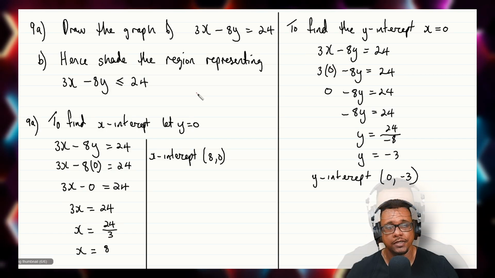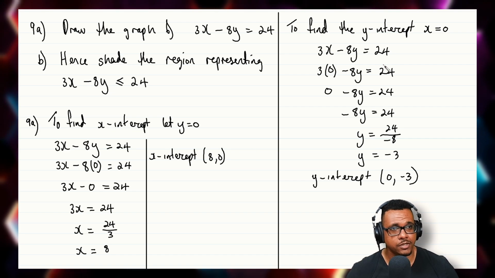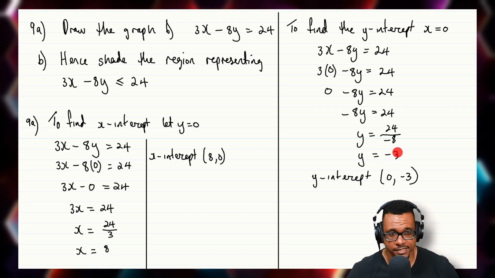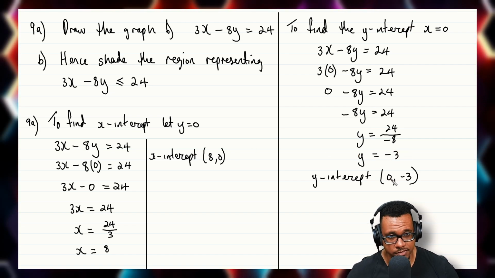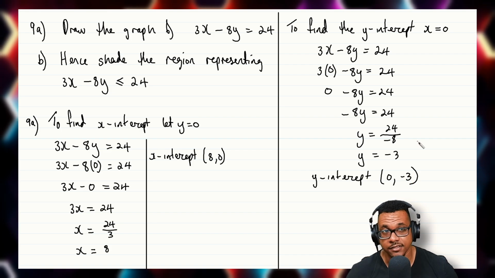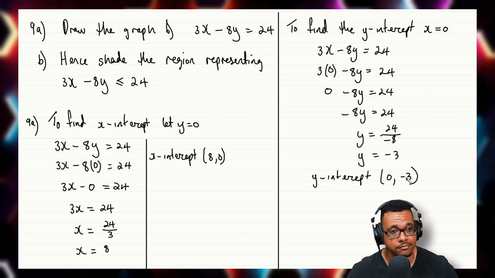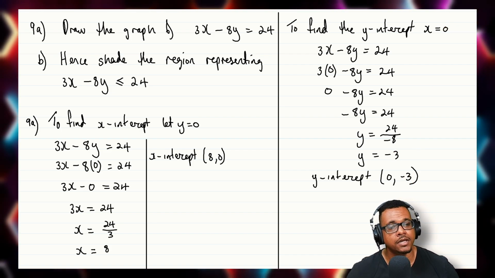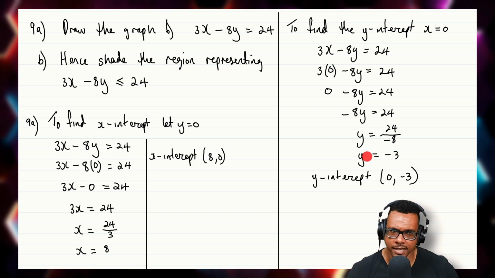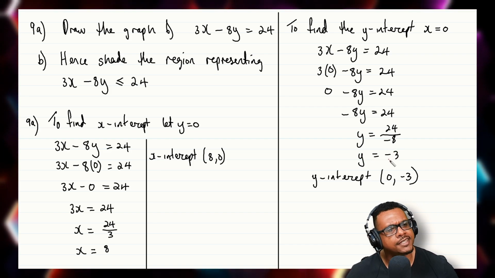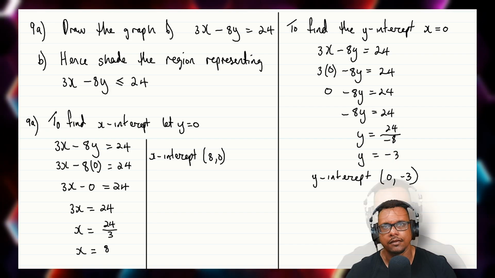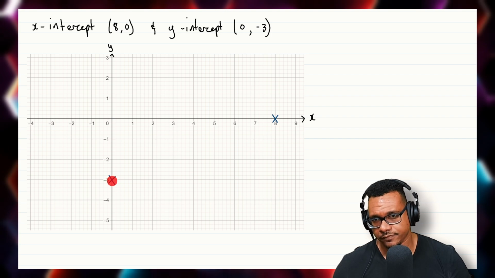And again, we could go back to the working, where we worked out the y-intercept. We got y is equal to negative 3. Of course, the coordinates would be 0 on the x and negative 3 on the y. The 0 from here, 0 on the x, negative 3 on the y. But you can just look at this answer right here. y is equal to negative 3, and let's plot negative 3 on the y-axis, which is right here.